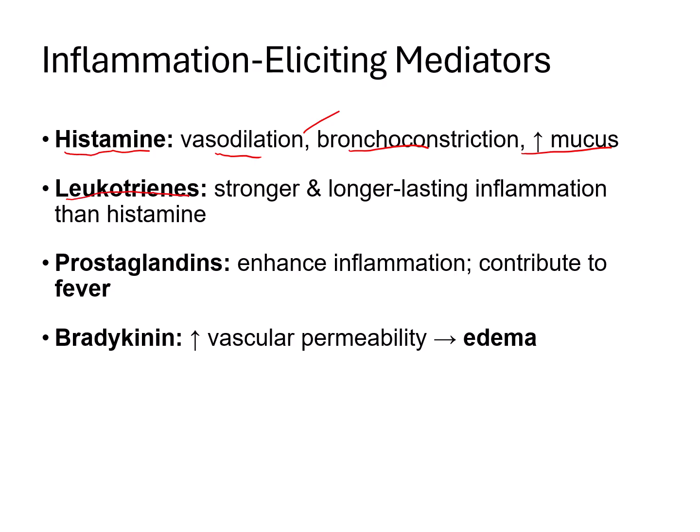Leukotrienes are similar to histamine, but they produce a stronger and longer lasting effect than histamine. So for example, leukotrienes can also bronchoconstrict or increase the permeability of blood vessels, but for a longer period of time and a stronger effect as well. Prostaglandins enhance inflammation and they can also contribute to fever.